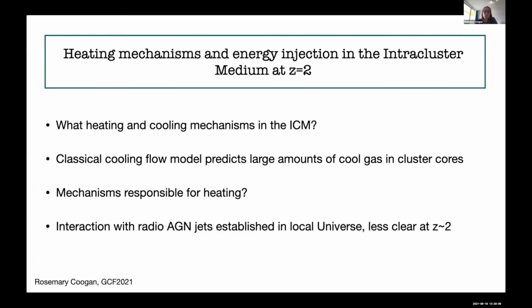I think we really want to understand what a quite typical scenario is at redshift 2, not just the most extreme objects, and how that might differ from low redshift. So that's our real motivation for doing this work.